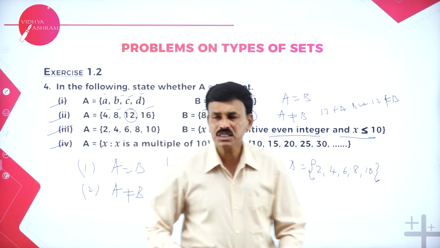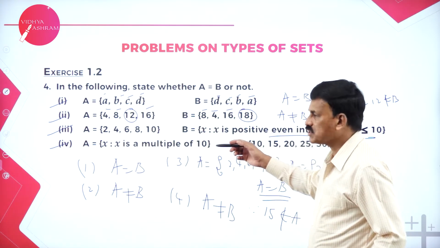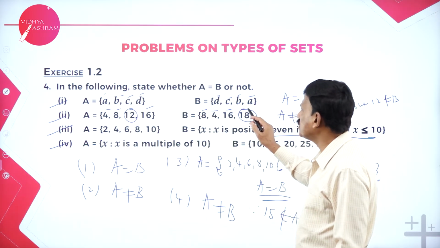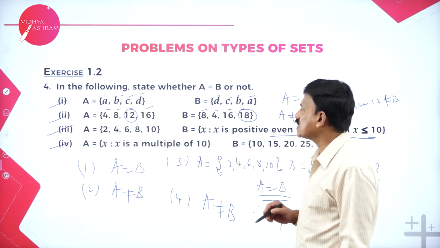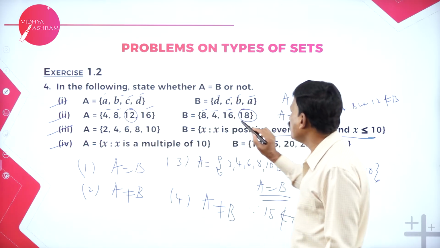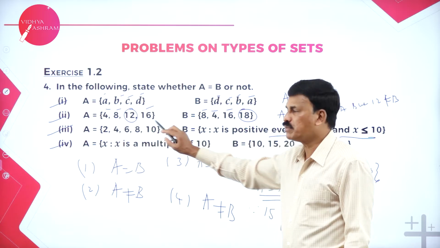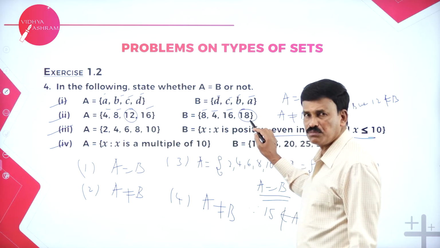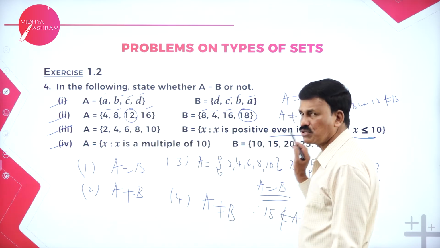Okay. So these are the examples for whether sets are equal or not. See here, set A contains the same elements as set B: A, B, C, D and A, B, C, D. Therefore, A and B are equal; the first set is equal to the second set. Whereas in the second example, set A contains 4, 8, 12 and 16, and B contains 8, 4, 16 and 18. 12 is included in set A but 12 is not there in set B. Similarly, 18 is included in set B but 18 is not in set A. Therefore, they are not equal. A is not equal to B.